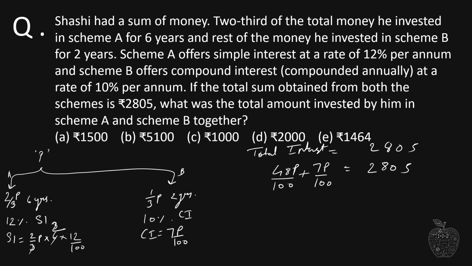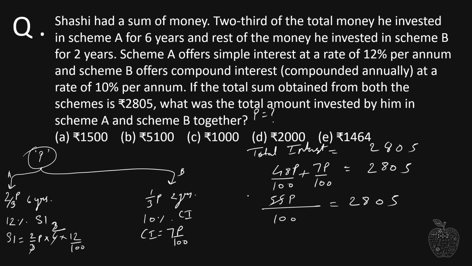What was the total sum invested by him in scheme A and scheme B together? He invested a total sum of P, so we have to calculate P. Let's solve this and find the value of P. Let's take LCM as 100. So 48P plus 7P, we get 55P, and this equals 2805.